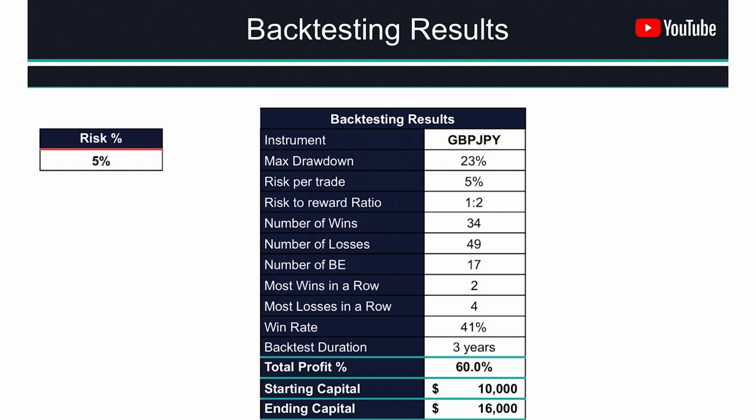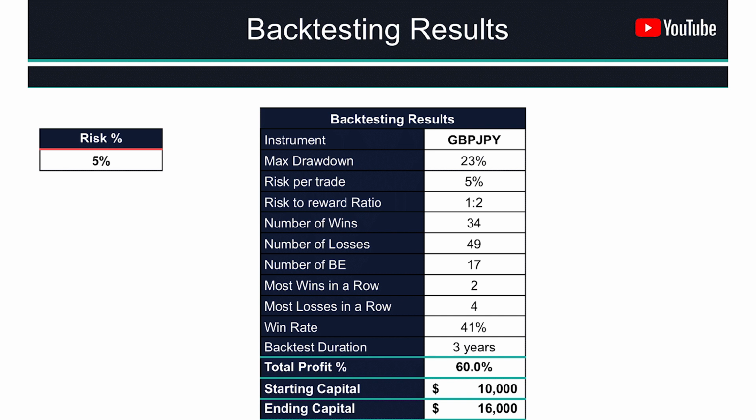So there you go, guys, the backtesting results on GBP JPY. We had a maximum drawdown of 23%. We were risking 5% per trade over 3 years. The risk to reward ratio was 1:2. We had 34 wins, 49 losses, and 17 trades that ended up in break even. We had a maximum of 2 wins in a row and a maximum of 4 losses in a row. All of this gives us a win rate of 41%.